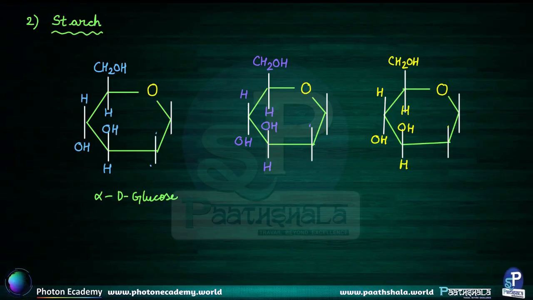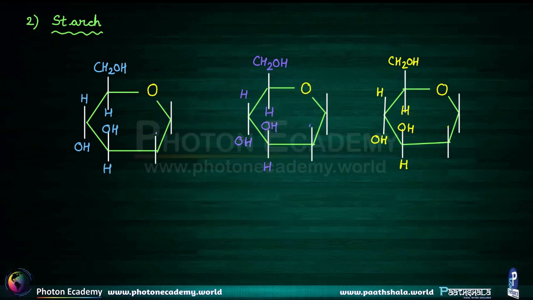So now we come to the next polysaccharide, that is starch. Starch is the main storage polysaccharide of plants. It is the most important dietary source for human beings. Also, a high content of starch is found in a number of cereals, vegetables, and such.